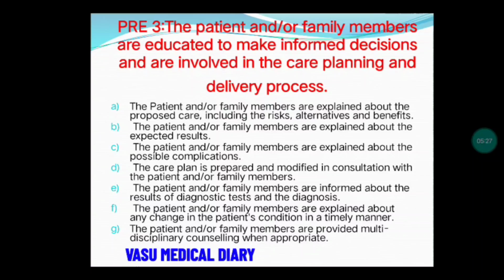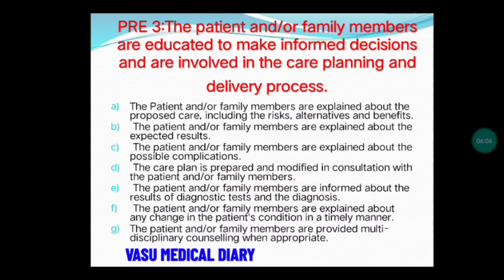The care plan is prepared and modified in consultation with the patient and or family members. For example, you are receiving a patient with such and such complaints and you are planning a treatment plan. If the family is not okay with that, if they want to change the treatment plan, with their discussion, you have to change the treatment plan. It is their right. The patient and family members are informed about the results of diagnostic tests and the diagnosis. Whatever test, blood test or radiological test, any diagnosis, you should inform the family members then and there.